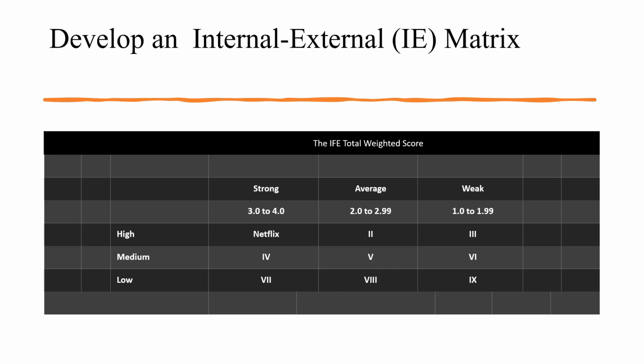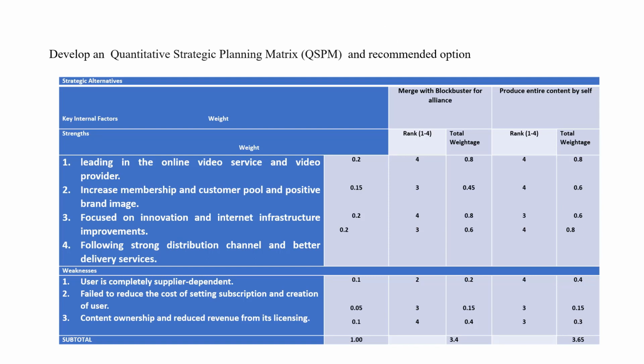After that we have the Quantitative Strategic Planning Matrix known as QSPM. So we have considered strengths and weaknesses, opportunities and threats. So firstly let's discuss strengths. Leading in the online video service and video provider, increased membership and customer pool and positive brand image, focused on innovation and internet infrastructure improvements, following a strong distribution channel and better delivery services. And in the weaknesses we have user is completely supplier dependent, failed to reduce the cost of setting, subscription and creation of the user, content ownership and reduced revenue from its licensing.